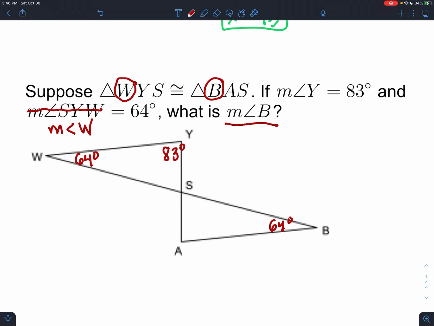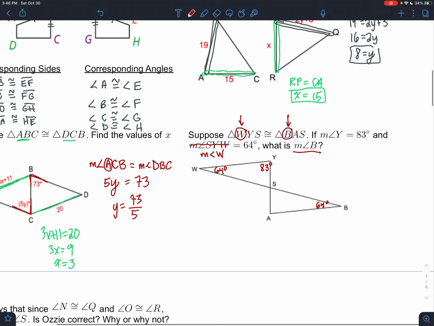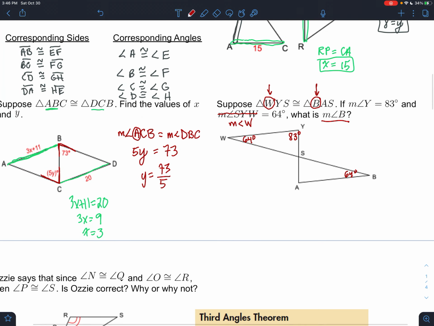But hey, I mean that's it. You know, that real small angle there, angle W, corresponds with the small angle on the other triangle. And we see that because it didn't come first. Okay? So that one's a bit quick.